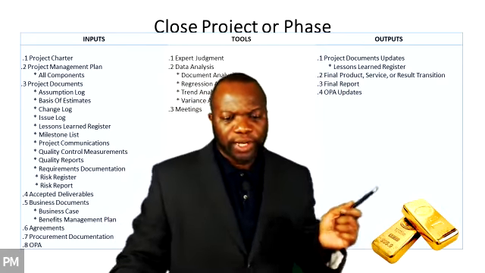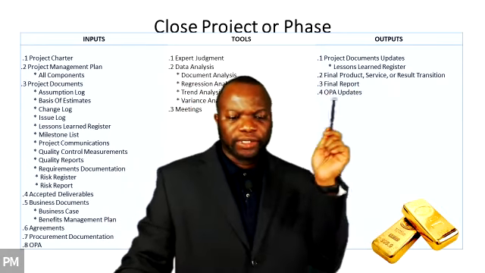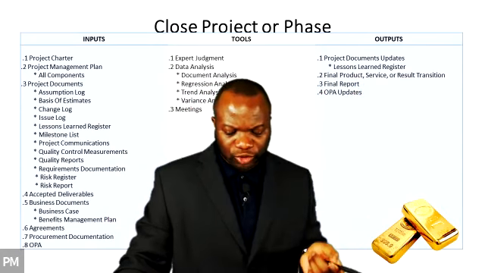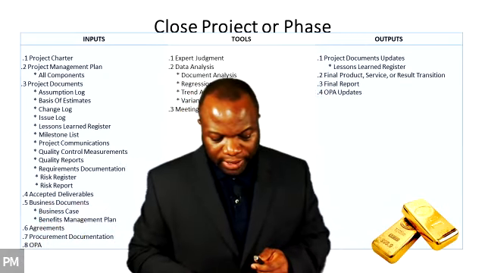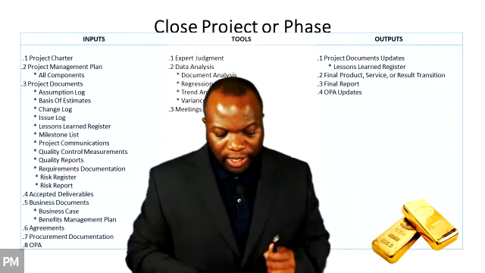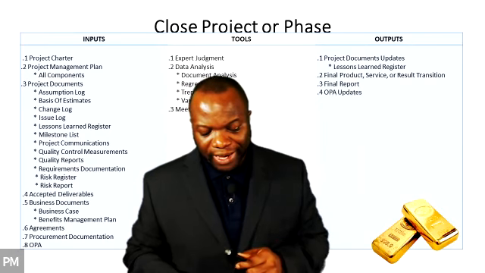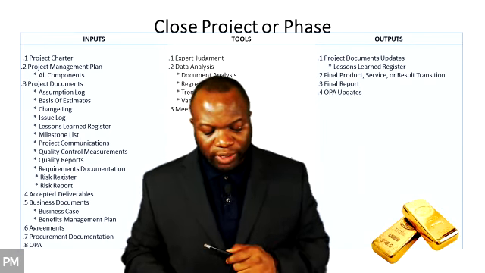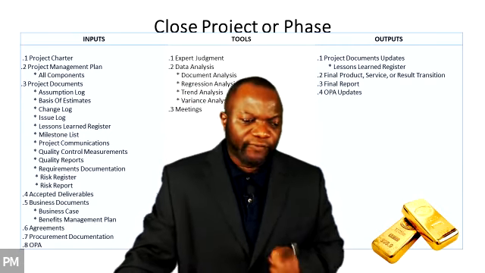Major outputs. I've already talked about these: project documents updates, any documents that need to be updated. We've talked about the final product, service, or result transition, transitioning the deliverable to the client. It says on page 127, a product, service, or result once delivered by the project may be handed over to a different group or organization that will operate, maintain, and support it throughout its life cycle. Keep that in mind.